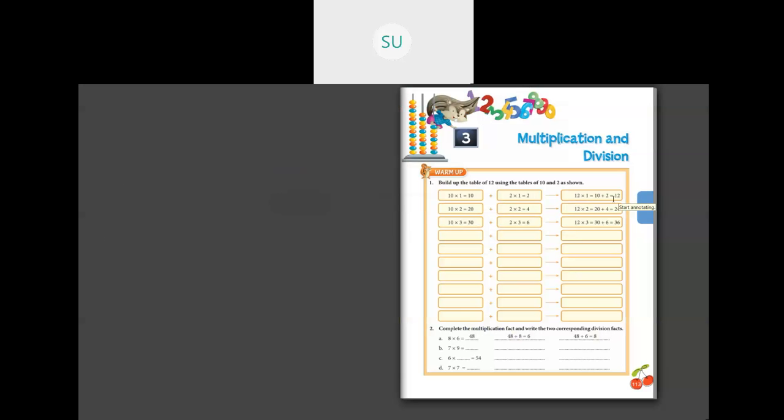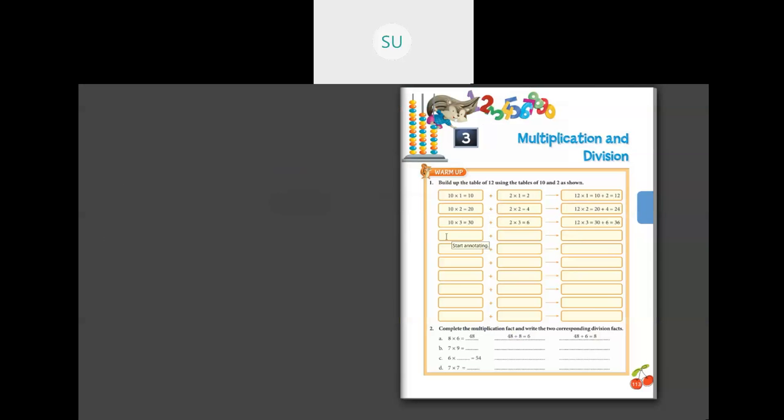Then 10 twos are 20 and 2 twos are 4. So 12 twos are will be 20 plus 4, 24. Okay, then 10 threes are 30 and 2 threes are 6. So 12 threes are will be equal to 30 plus 6, 36. So same way, let's complete this table now.